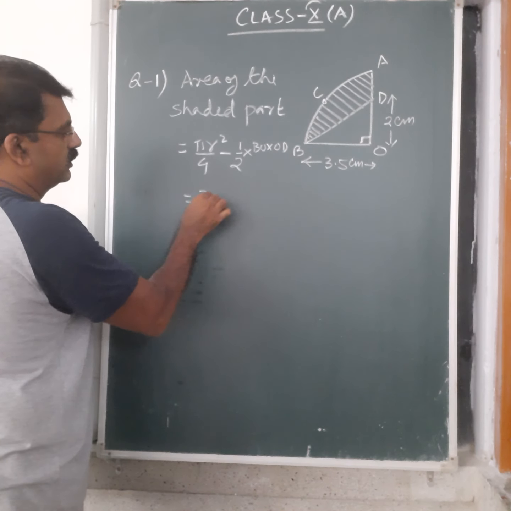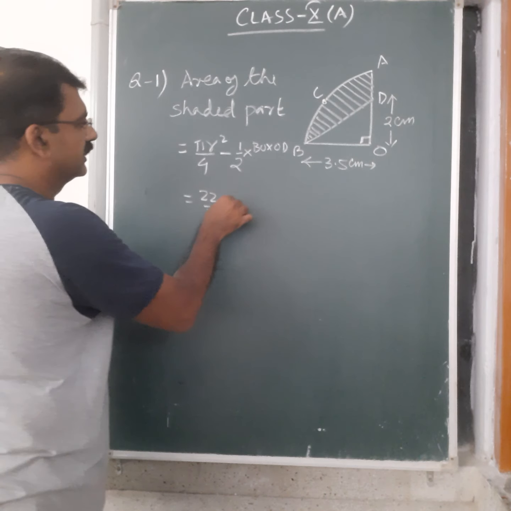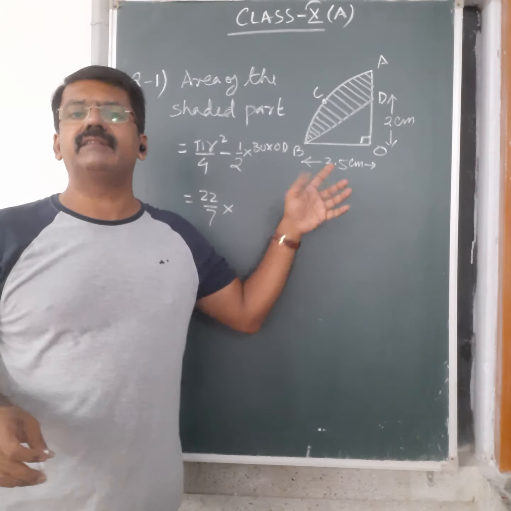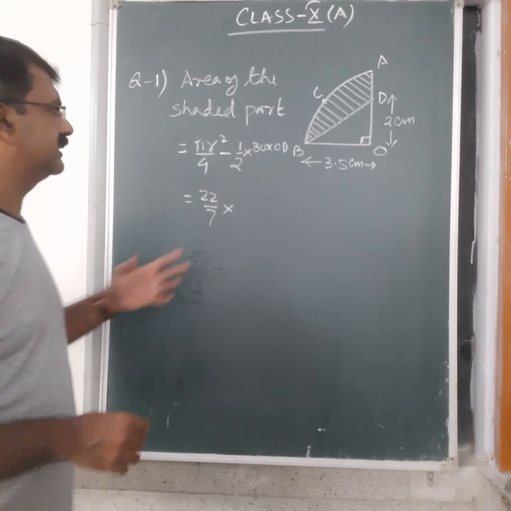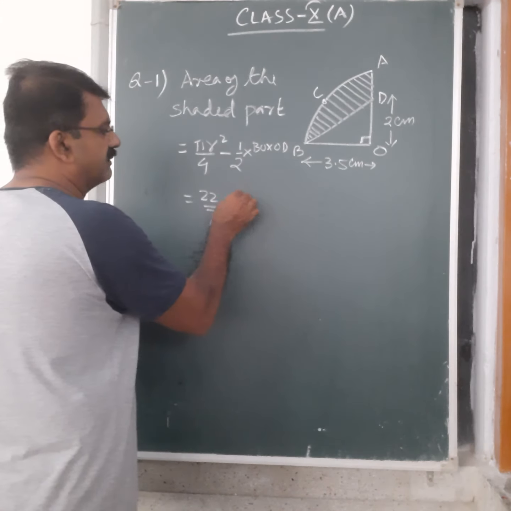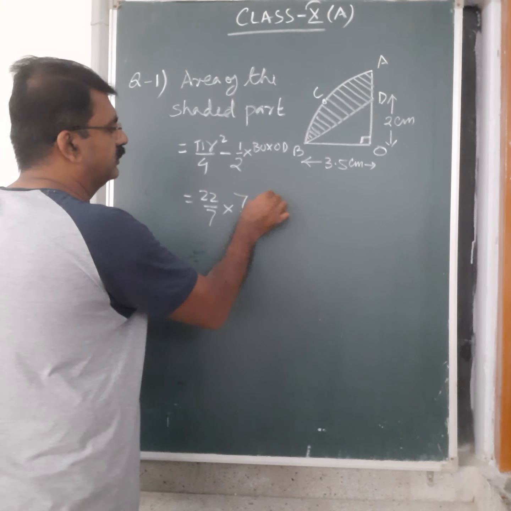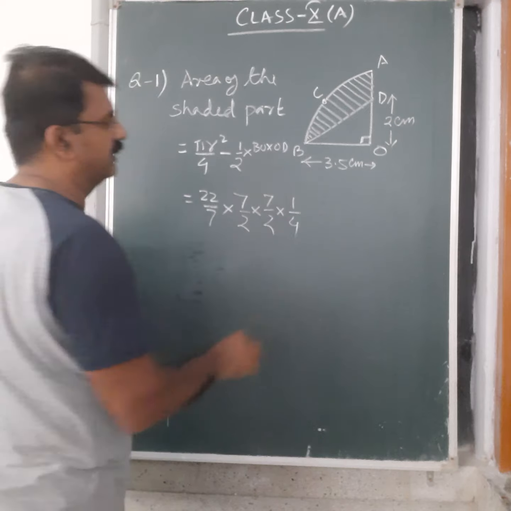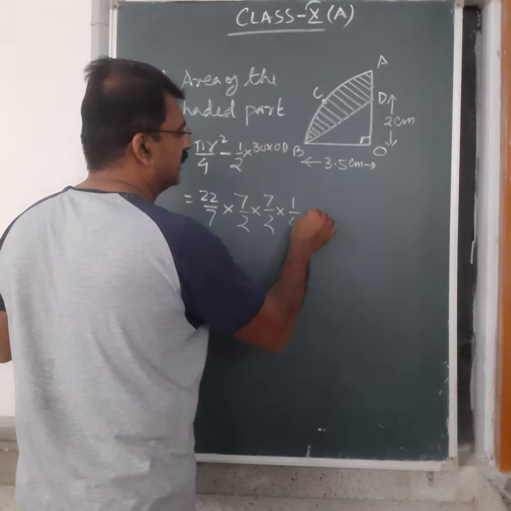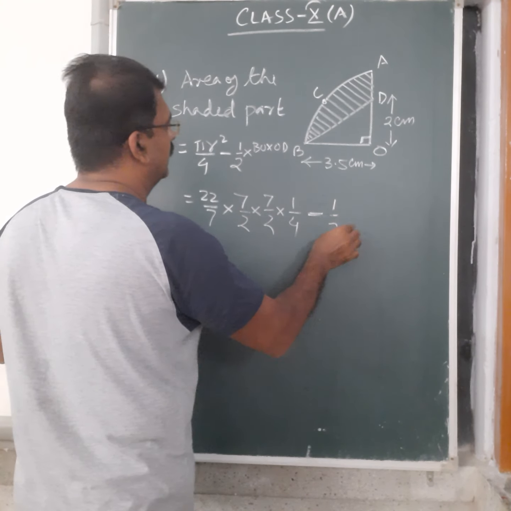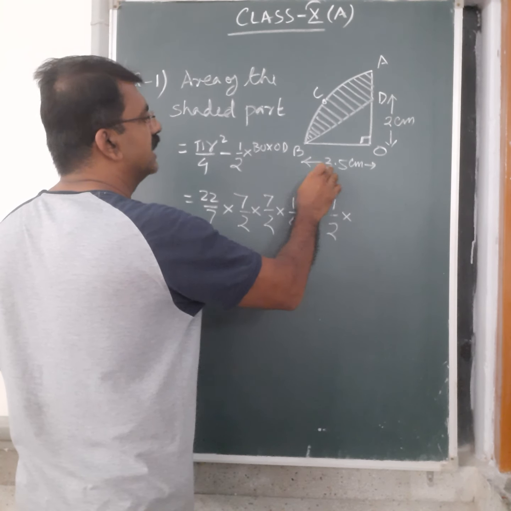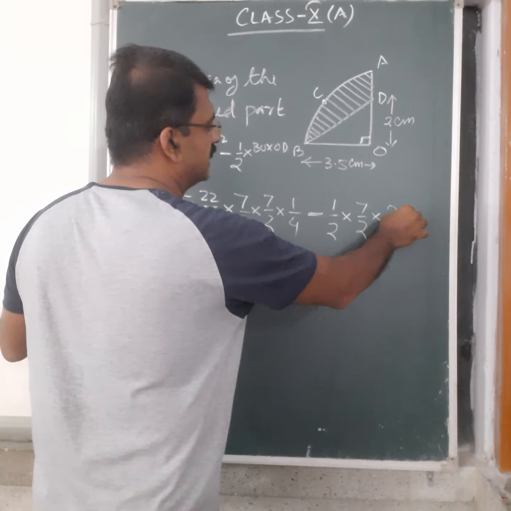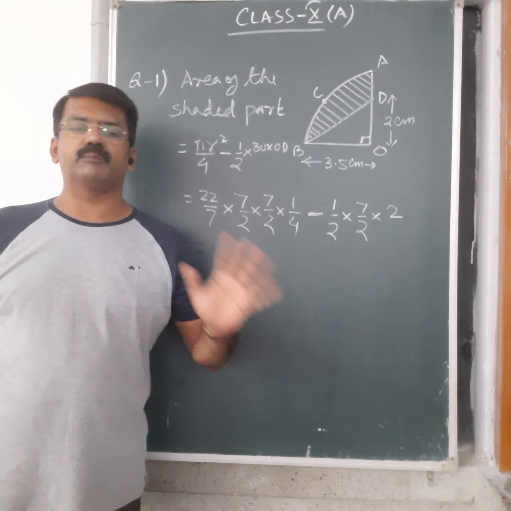Now put pi is equal to 22 by 7. Put r is equal to 3.5, that is 7 by 2. So 7 by 2 into 7 by 2, and then 1 upon 4, because it is pi r square by 4, minus half into BO, BO is 3.5, that is 7 by 2, and OD is 2. Okay, so we have put the values.